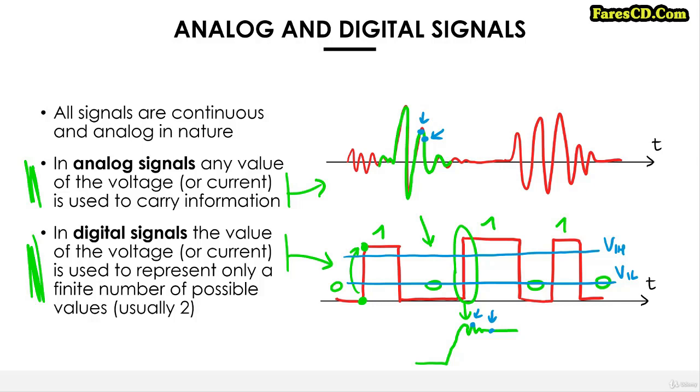And that is one of the reasons why digital signals tend to move as quickly as possible between logic 0 and logic 1. There's no reason for the signal to be in between the thresholds. It's not carrying any information.